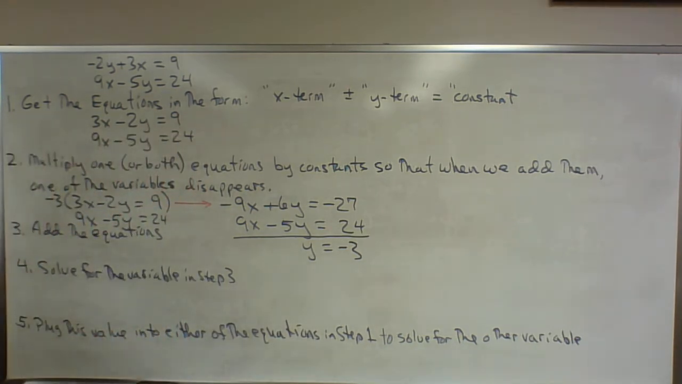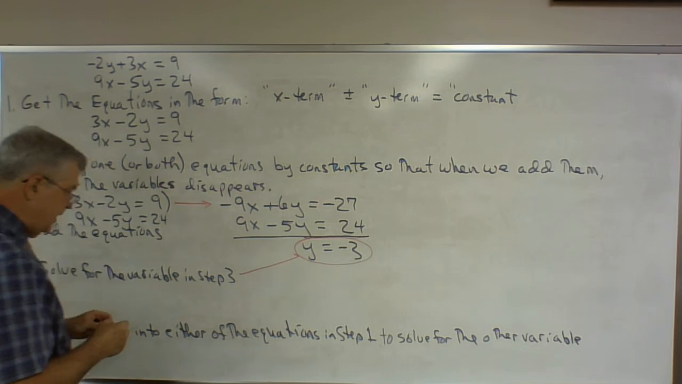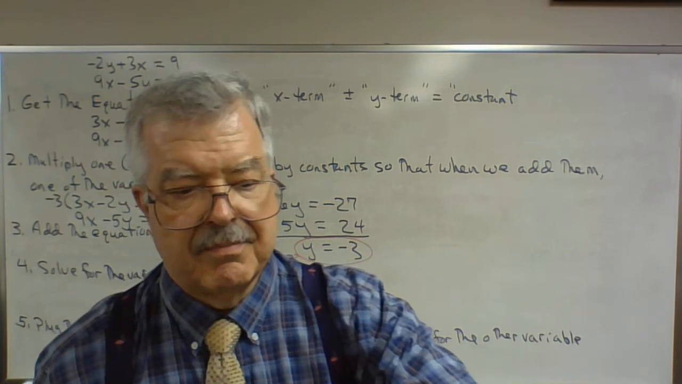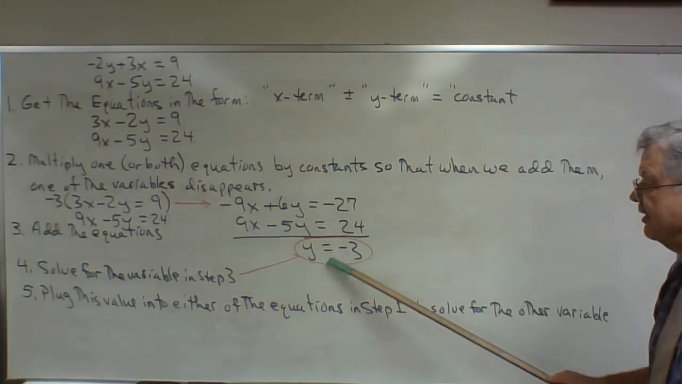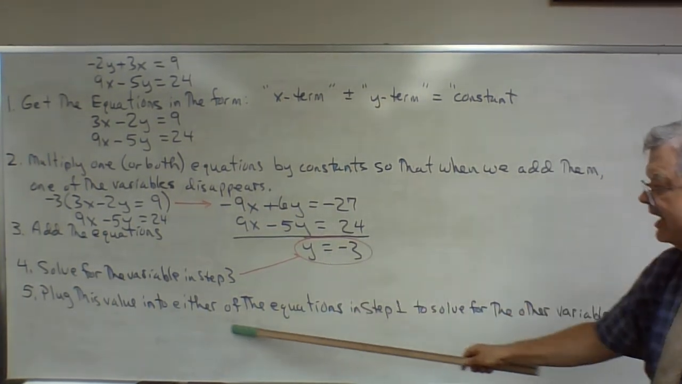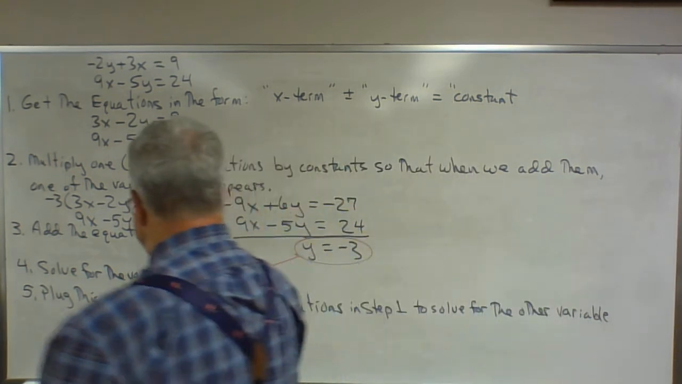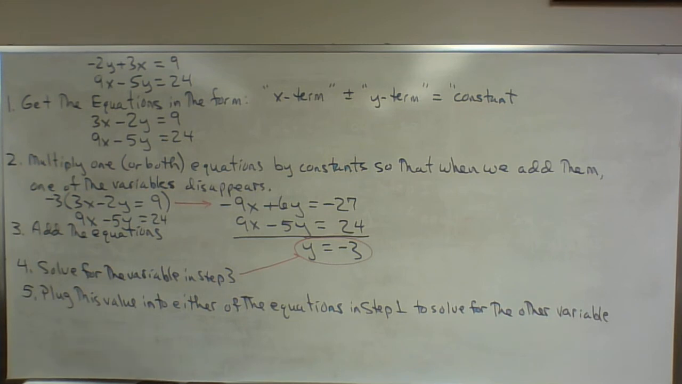Solve for the variable in step 3. We got it already. Y equals negative 3. Only one step left. Plug this value into either of the equations in step 1 to solve for the other variable. Let's see. Y equals negative 3. Let's put it in here.